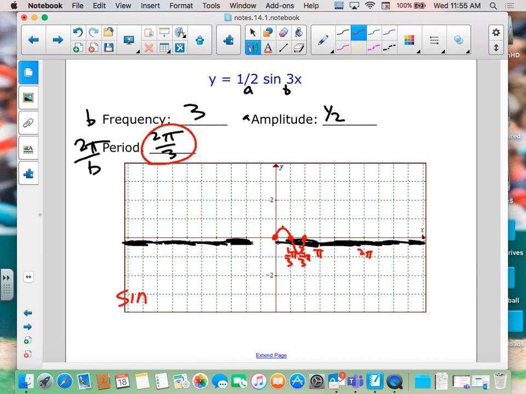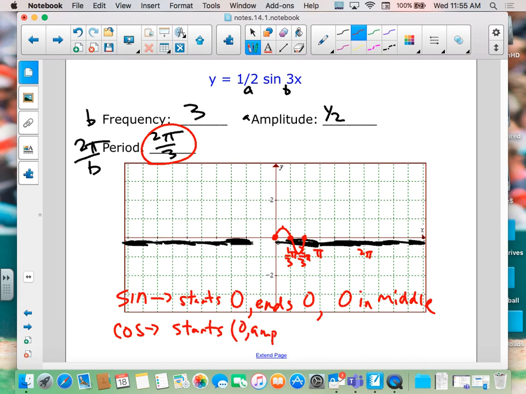A little review for you. I like to use this vocabulary or this terminology. Sine starts at 0, ends at 0, 0 in the middle. And again, those numbers relate to me because I've been called a 0 most of my life.